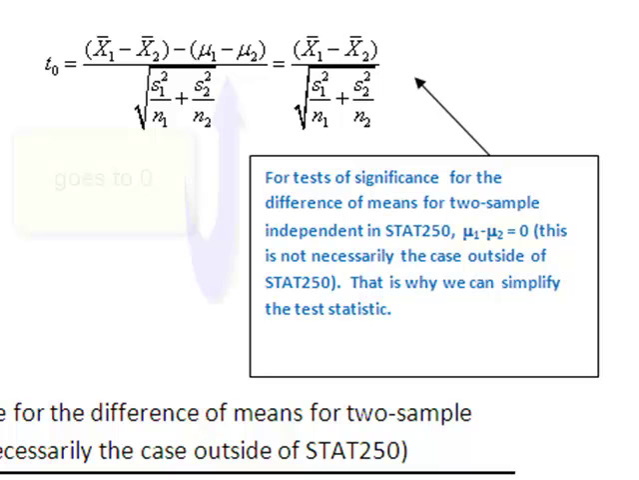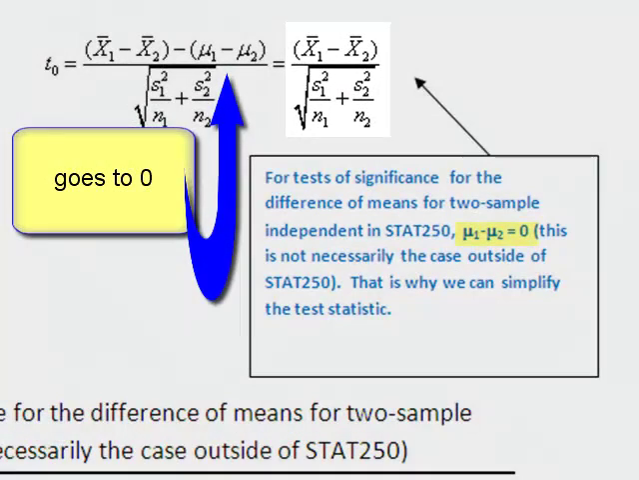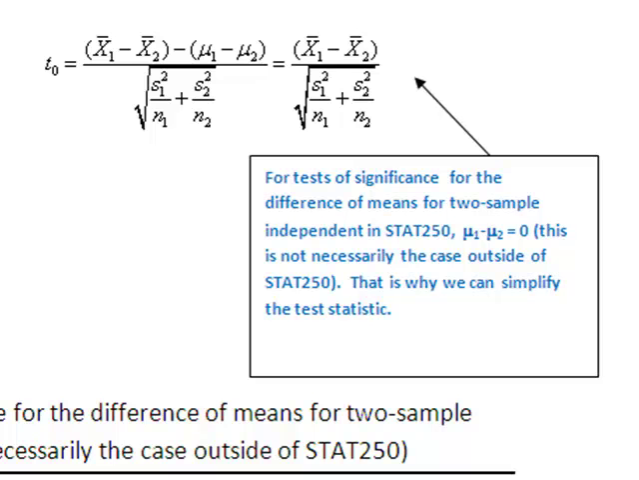So we can simplify our test statistic to look like x bar 1 minus x bar 2 in the numerator divided by the standard error.